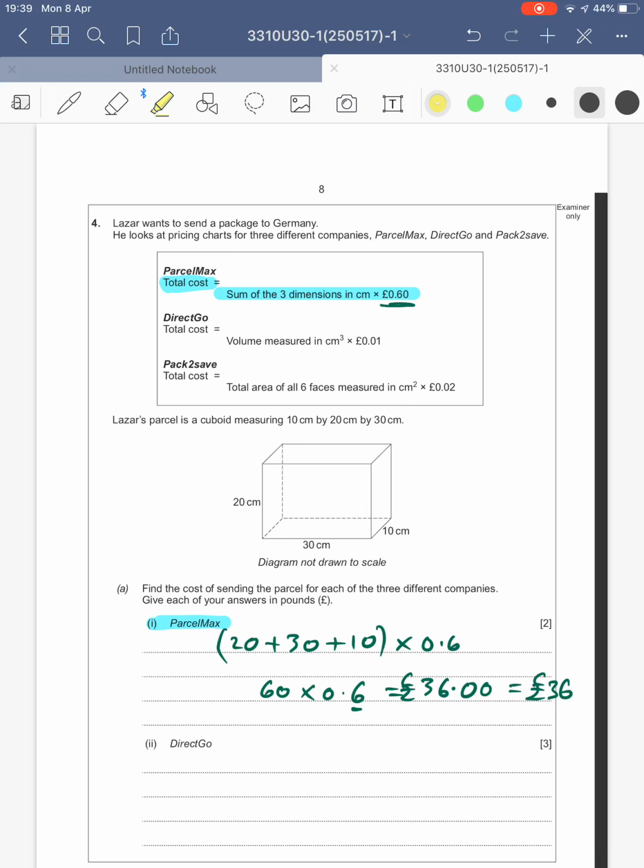Direct Go. To work out the cost there, you've got to work out the volume. So the volume of a cube is length times width times height.